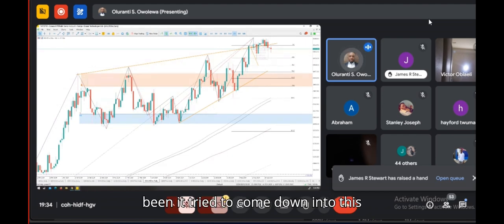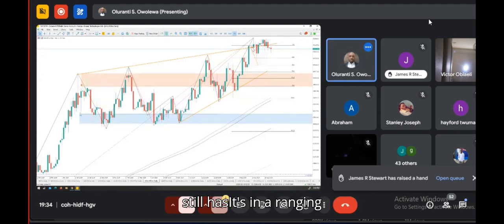It tried to come down into this region, but it went back from the 23.6 Fibonacci retracement level. This was not deep enough for an opportunity to go in. So we're looking at 38.2, but you can see it did not get to that level. So it hasn't done much. It's still in a ranging zone since the last time.